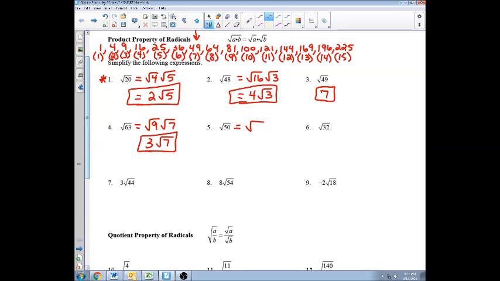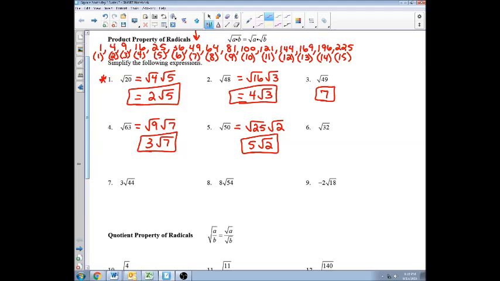So I can rewrite the square root of 50 as the square root of 25 times the square root of 2. So the square root of 25 is 5. The square root of 2 would not be a whole number, so I'll just leave it as the square root of 2. On to number 6.